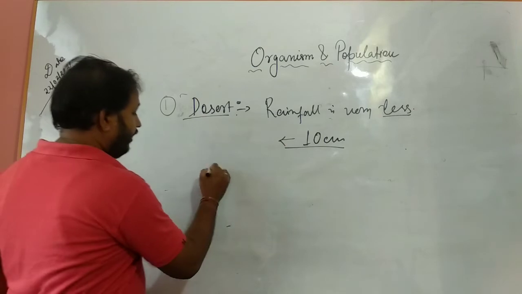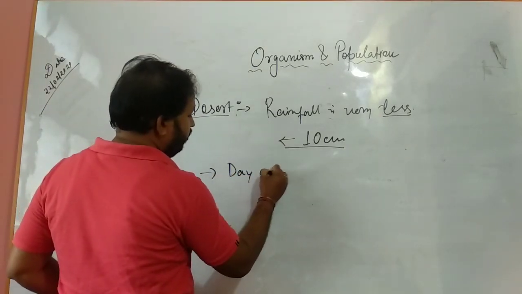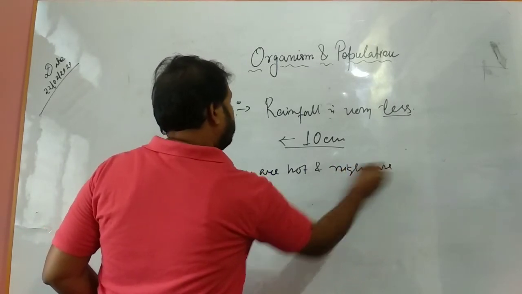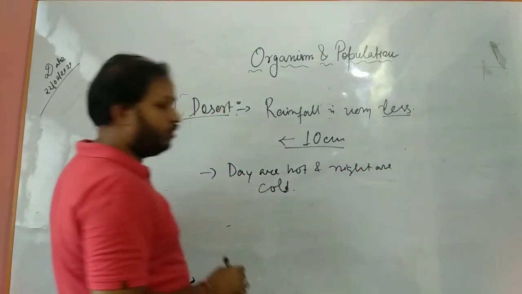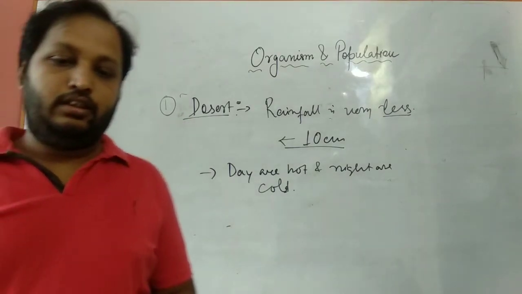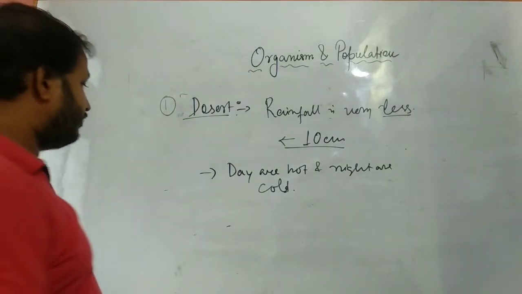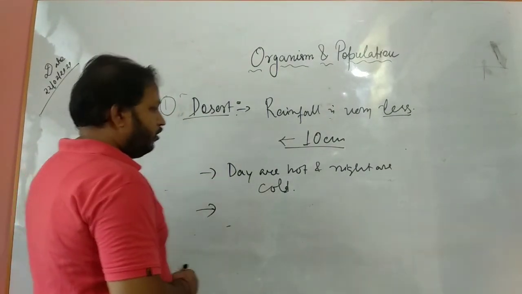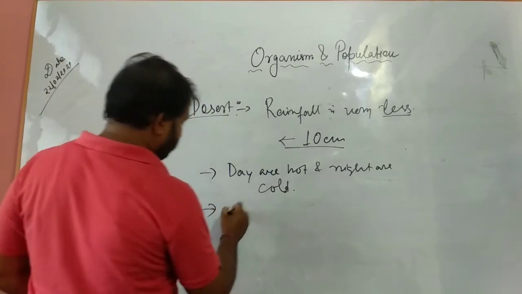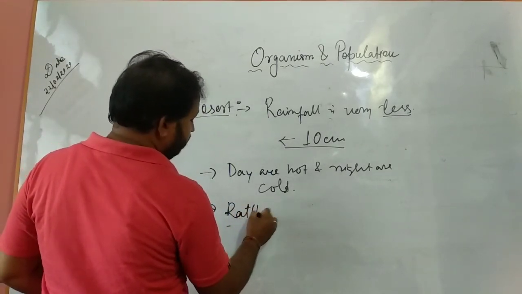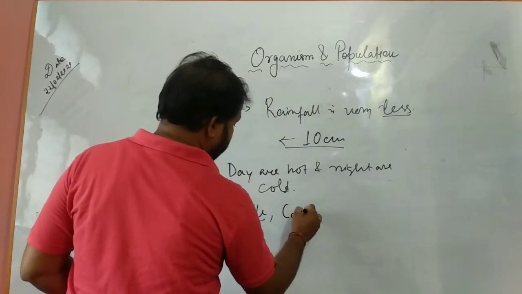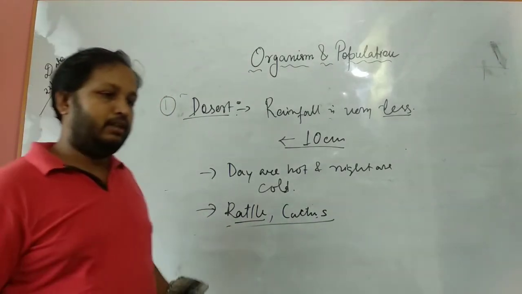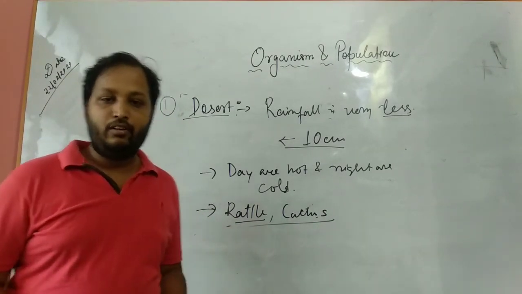Days are often very hot. Daytime is hot and nights are cold. Okay. One more thing is that the animals and plants that reside there have adapted themselves to this harsh situation. Among the animals, you see some snakes are there, and cactus is a plant. So these are some examples of plants and animals that modify or adapt themselves to that situation.